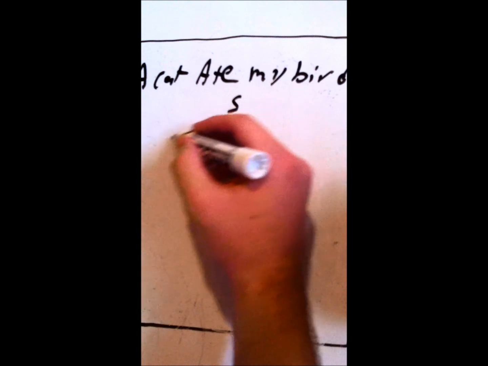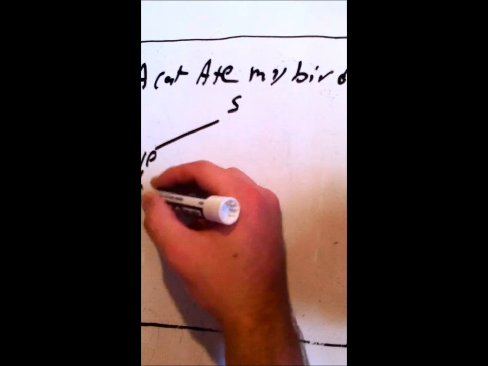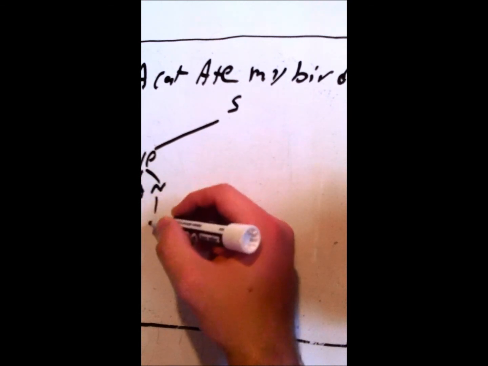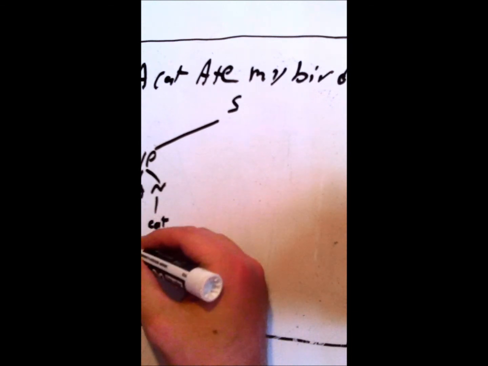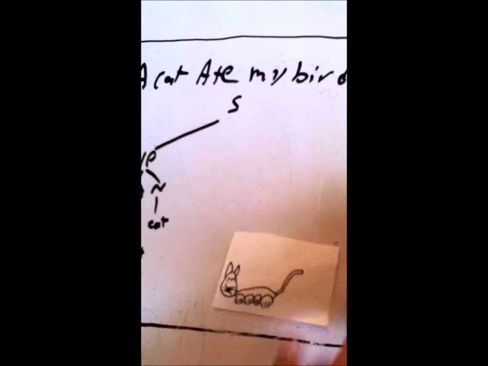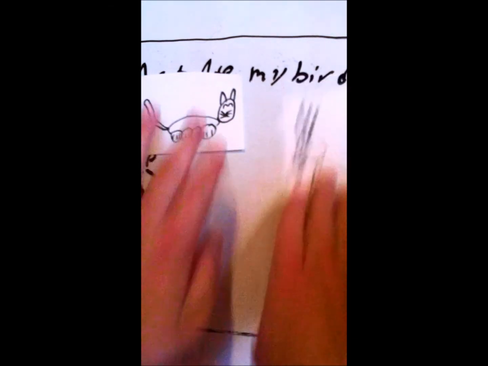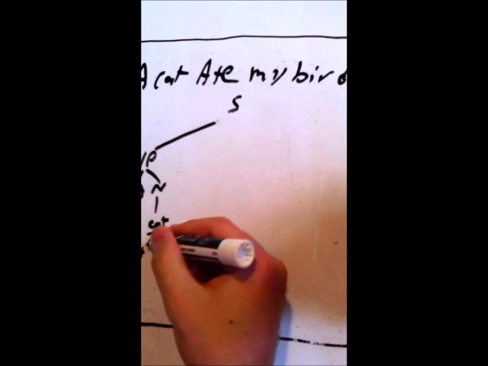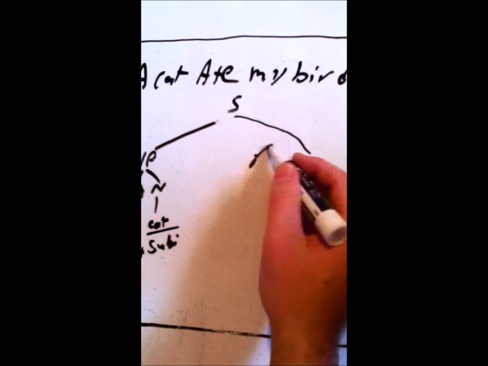So we have the sentence, and off the sentence we have a noun phrase with a definite article A and a noun, abbreviated N, cat. Now the form of A is a determiner, even though we're not sure which cat ate my bird. It doesn't really narrow it down, there's some ambiguity there, but we still know that there is a cat that ate my bird. Cat is the subject, meaning it is doing the action.